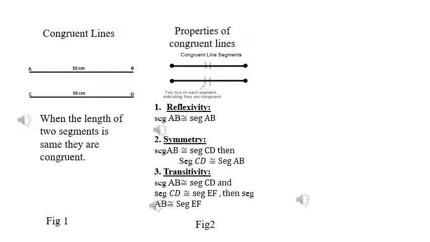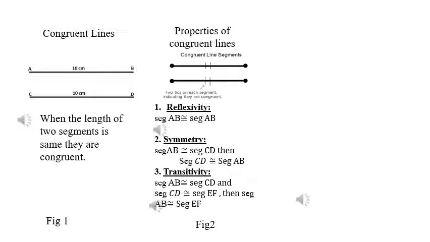Let us see the first property of congruent lines, that is reflexivity. Look at figure 1. Here we have 2 congruent lines given to us, that is segment AB and segment CD. So the property of reflexivity states that segment AB is congruent to segment AB, means that particular segment will be congruent to itself.